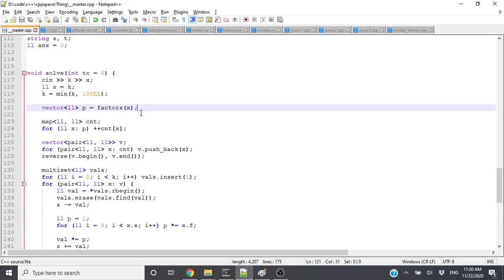Okay, so first of all, find the factors, do the counts, put them in a map. That's so we can do this power thing. Put them in a vector. Then for each value, put ones in. Then take the minimum one.